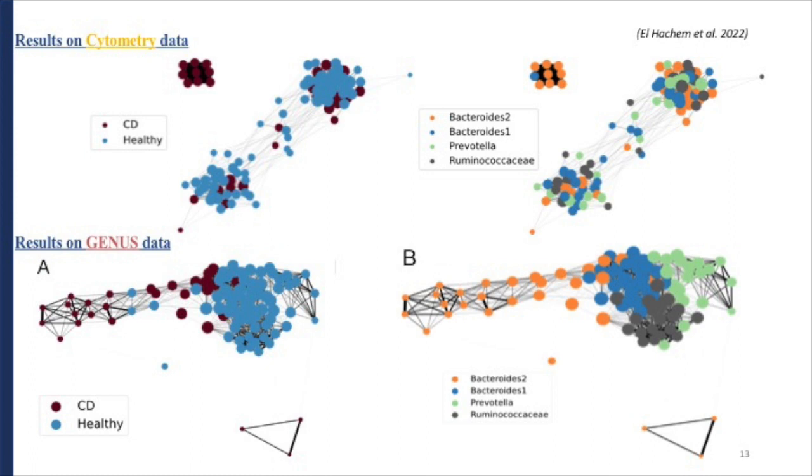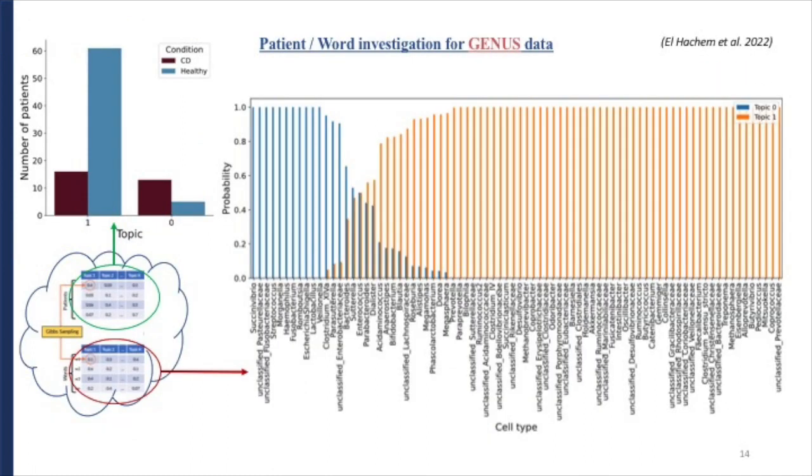And so when we decided to use the genus data, we found that Crohn's disease patients are mostly on the left, while healthy patients are only on the right. And they form a continuum from the left to the right. And when we highlight the patients based on their enterotype, we found that Crohn's disease patients, which are associated to Bacteroides 2, are on the left, and Prevotella patients and Ruminococcaceae patients are on the right, which is associated to healthy individuals.